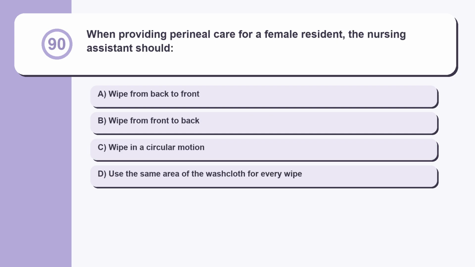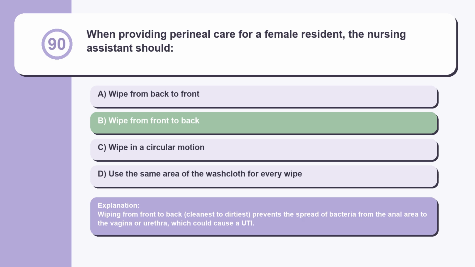Question 90. When providing perineal care for a female resident, the nursing assistant should wipe from back to front, wipe from front to back, wipe in a circular motion, use the same area of the washcloth for every wipe. Wiping from front to back, cleanest to dirtiest, prevents the spread of bacteria from the anal area to the vagina or urethra, which could cause a UTI.